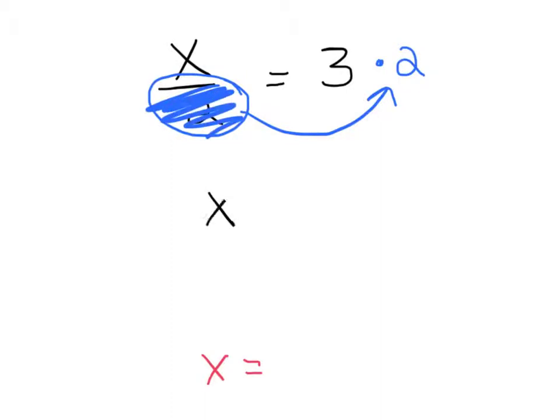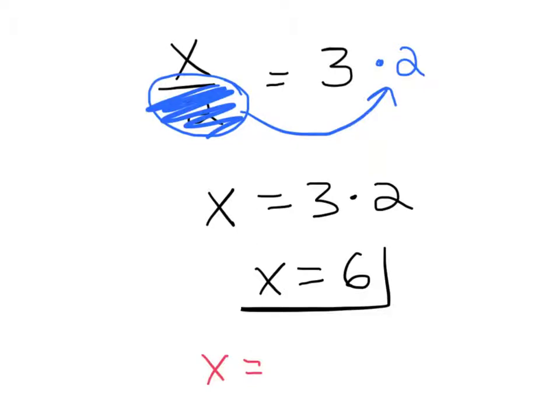I'm left with x equals 3 times 2. Well, now when I simplify, 3 times 2 is 6. So that's the answer.